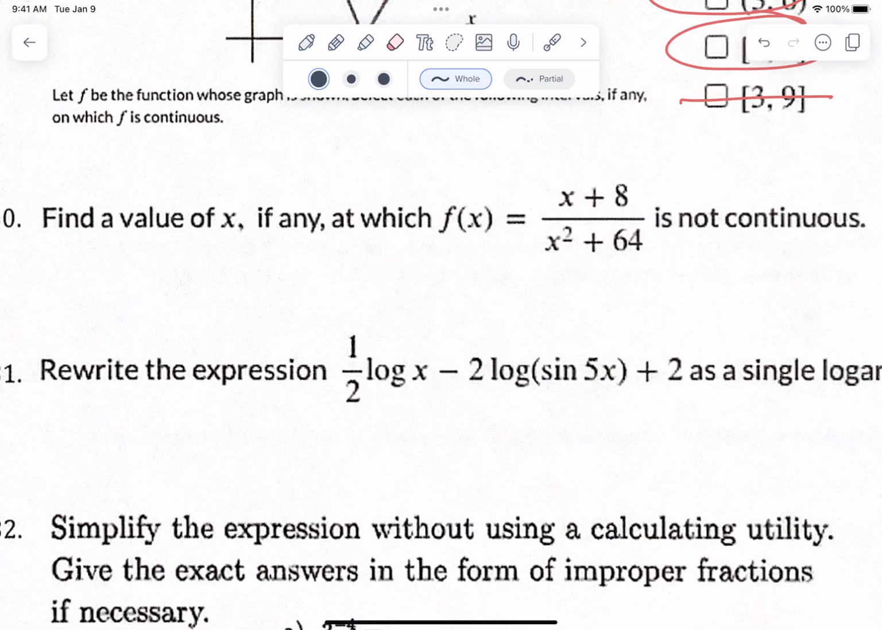Find values of x where he is not continuous. Okay, what 3 things make him not continuous? Holes, vases, piecewise functions. We don't have to worry about the third one because this is not a piecewise function. So holes or vases.